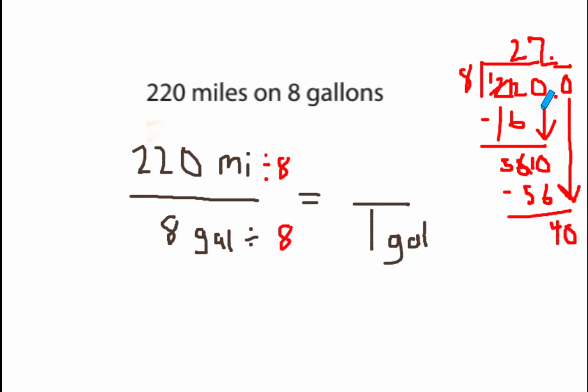Okay, are you here? Now 8 goes into 40 how many times? That's right, 5. Subtract, and you're done. The answer is 27.5. 27.5. So if it's 220 miles for 8 gallons, well, that means that it's 27.5 per gallon. And that would be your answer.